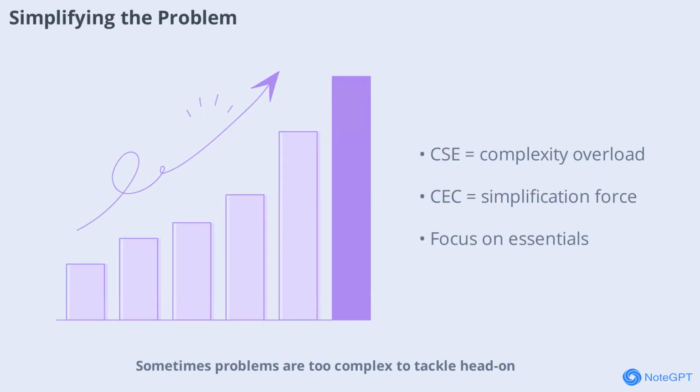Sometimes problems are too complex to tackle head-on. Simplification is about stripping away unnecessary details. In CSE-CEC language, CSE quantifies the complexity or overload, how many moving parts or variables are overwhelming the process. CEC is the force you apply to reduce the complexity, deciding how aggressively to prune features or focus on essentials. If CSE is high, CEC ramps up, leading you to make bold simplifications. As the problem becomes more manageable, CSE falls and CEC eases off, allowing you to focus on the core challenge.